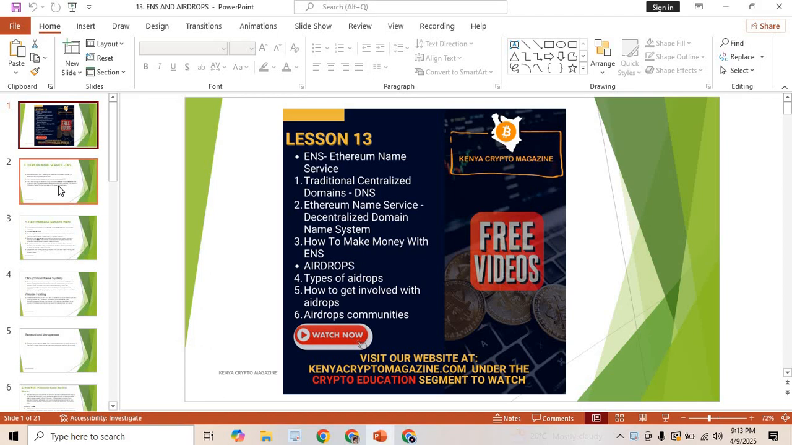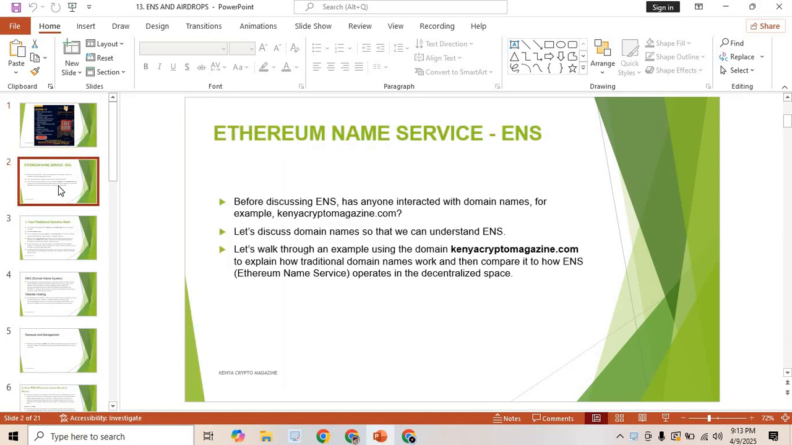So let's start. Before we even look at what Ethereum Name Service is, has anyone ever interacted with domain names? For example, Kenya Crypto Magazine. If you have a website or anything, if you've interacted with any domain names, kindly thumbs up. Any domain name. Yes, you have whatsapp.com, google.com. Yes, so before even discussing ENS, let's discuss domain name so that we can actually understand what ENS is.